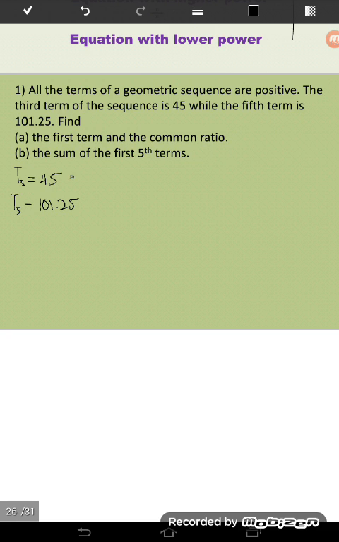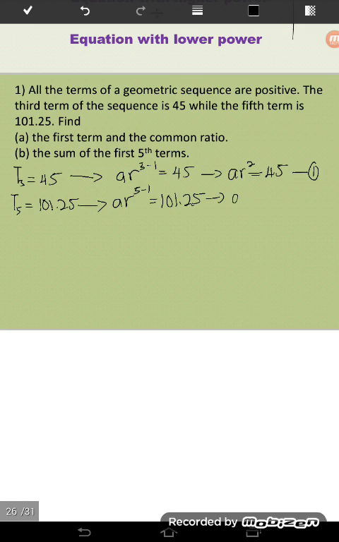Okay, so macam mana nak buat? Okay, so first from T3. So T3 is equal to A R power of n minus 1. So n is 3. So 3 minus 1. So you have from this one A R power of 2 is equal to 45. Okay, so this one equation number 1. From T5 we will have A times R power of 5 minus 1, which is equal to 101.25. Okay, so from here you will have A times R power of 4, which is equal to 101.25. So this one equation number 2.